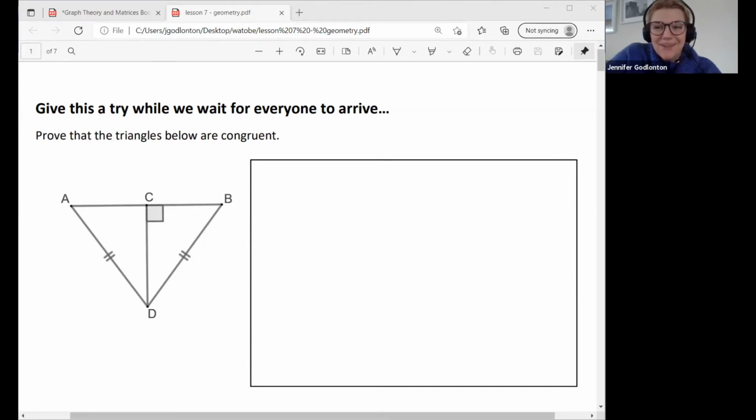Daphne's trying to join. Otherwise, it might just be you and me this evening. I'm trying to give this question a try while we wait for the others. Ah, there we go. Daphne's just joined us as well.